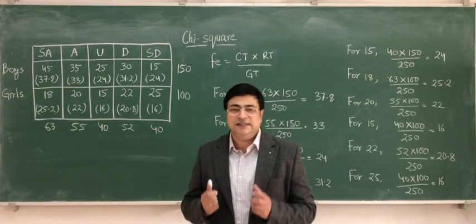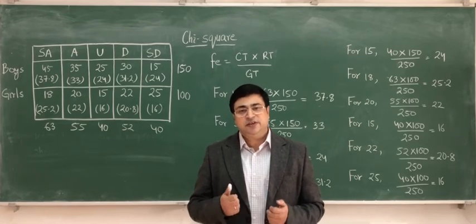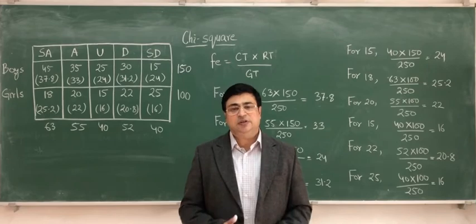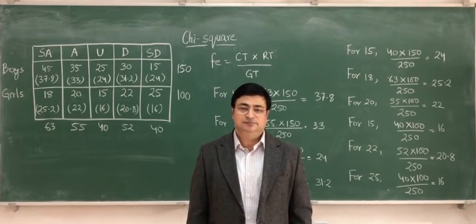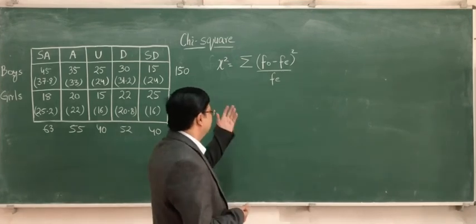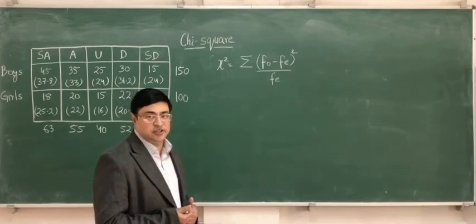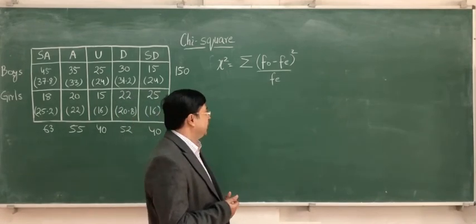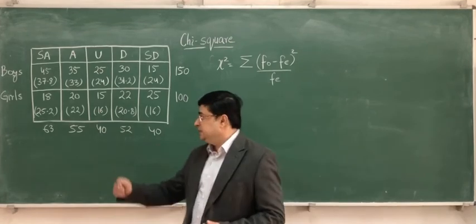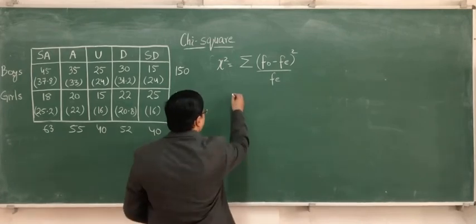Now for all these 10 cells we have observed frequency as well as expected frequency. Now coming to the next step, finding out the chi-square value. We know that the chi-square formula is summation of observed frequency minus expected frequency square upon expected frequency. Now we are going to put these values in this formula.